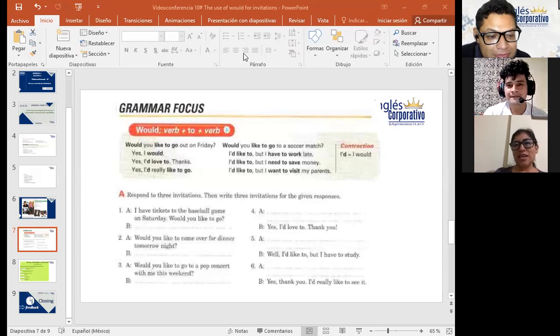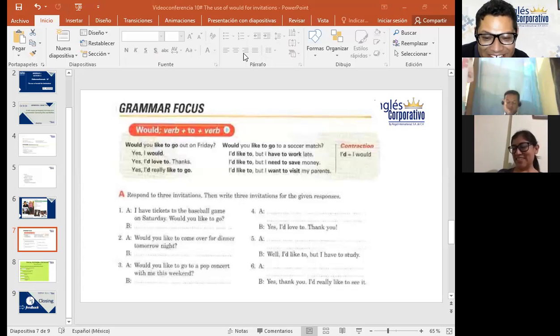Would you like to see Luces Campero on Saturday? Okay, that is good. Yes, thank you. I like to see it. Would you like to see a penguin at the zoo? Yes, thank you. I really like to see it. Another invitation?